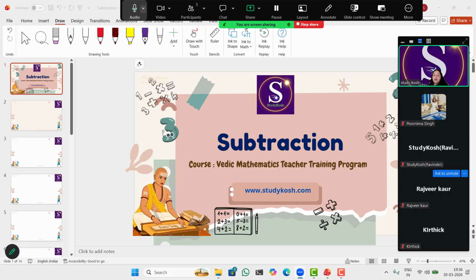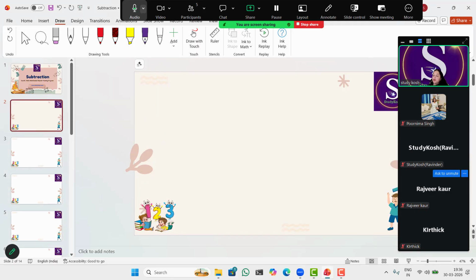Okay, let's start. So we are going to start with topic 1 today, that is subtraction. We are going to solve the questions of subtraction by using different sutras. So firstly, we'll solve the question by using Nikhilam Sutra.